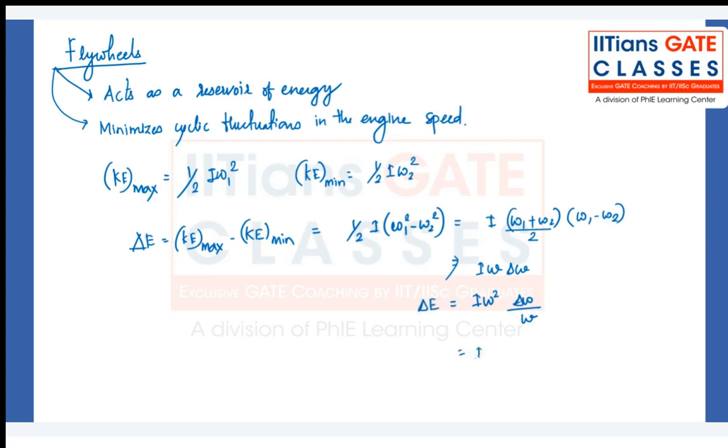You can also write it as I omega square Cs. This is your delta E. Delta E can further be written as 2 into half of I omega square into Cs. What is this half I omega square? It is the energy corresponding to the average omega, E. So this implies delta E by E is equal to 2Cs, or delta E is equal to 2 E Cs.